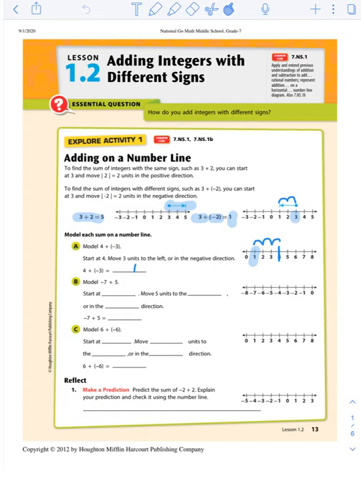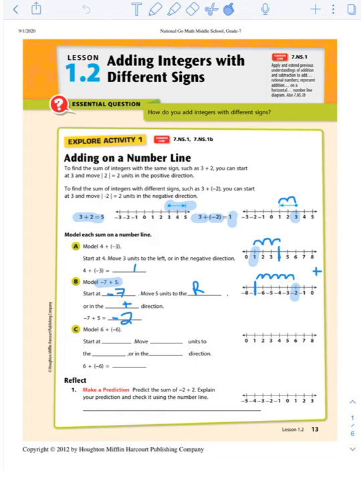All right, let's try starting with a negative and then adding a positive. So let's model negative 7 plus 5. We're going to start at negative 7. And then we're adding a positive, so we're going to move in the positive direction 5 units. So 1, 2, 3, 4, 5. We end at negative 2. Negative 7 plus 5 is negative 2. So we started at negative 7. We moved 5 units to the right, or in the positive direction.